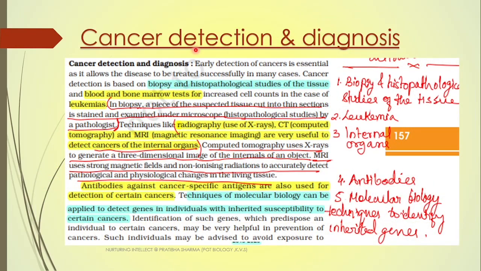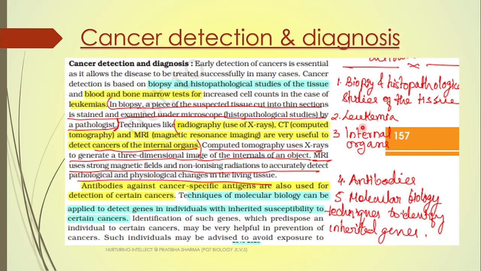How is cancer detected? If the cancer is in the tissue, it can be detected with the help of a technique that is biopsy and histopathological studies. In biopsy, what do we do? We extract a small amount of tissue from the tumor, then it is cut into small sections, stained and observed under the microscope. So histopathological studies are done by the pathologist. So that is for tissues.